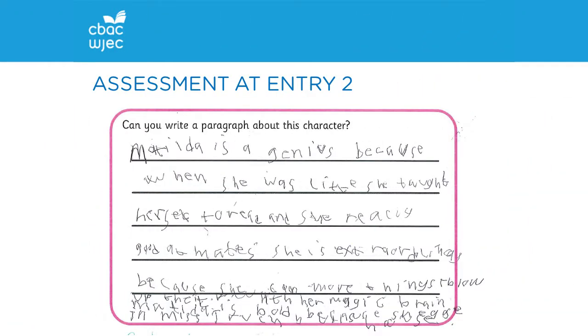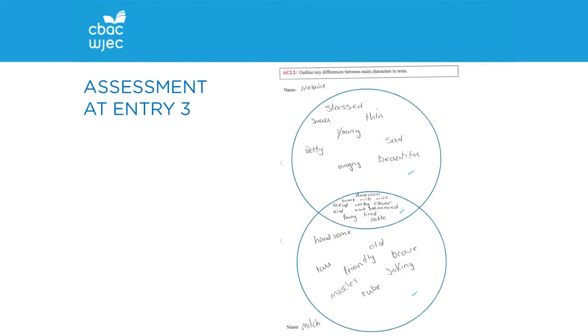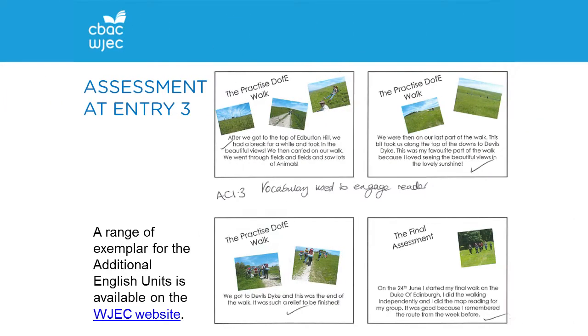The activity, however, has been further developed, and in this response the candidate is able to outline how the character of Matilda behaves, albeit in a brief way, but fitting to Entry 2. Similarly, here is an example of an initial activity for an Entry 3 learner. To support centres in making entries at the appropriate level, there is a range of exemplar material available on the WJEC website.